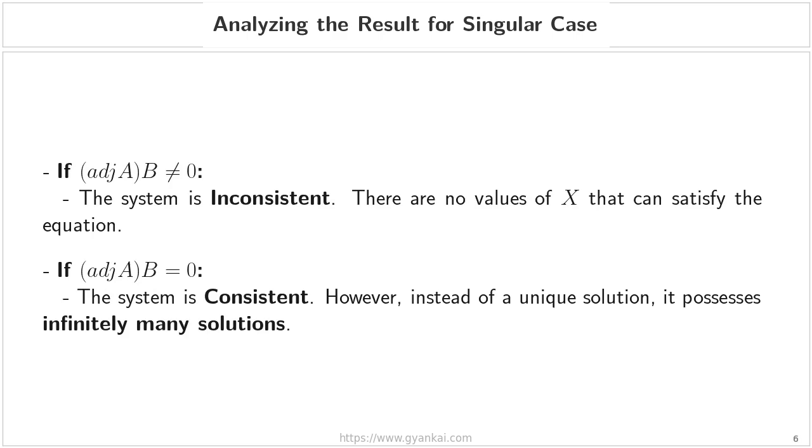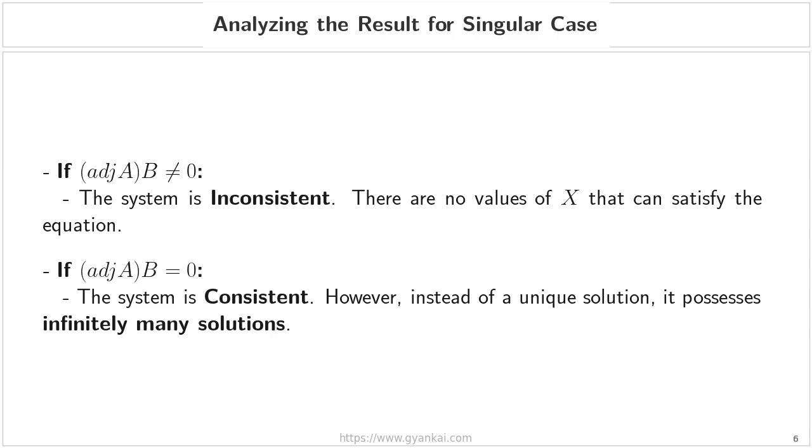On the other hand, let's consider the second case. What if the product of the adjoint of A and the matrix B is equal to 0? If this happens, the system is considered consistent. However, I want you to pay close attention here. Being consistent doesn't necessarily mean we have a single, unique answer. In this specific scenario, because we already know from our previous slide that the determinant of A is 0, the system doesn't have just one solution, but instead, it possesses infinitely many solutions.